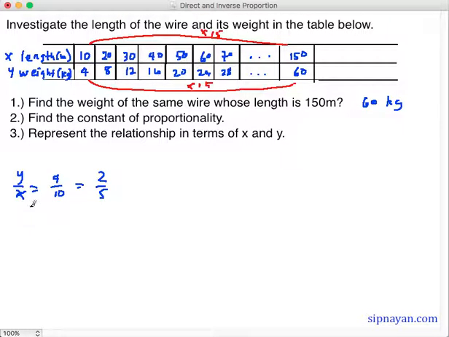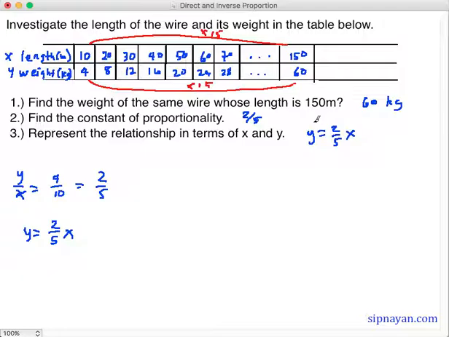Okay. Meaning, if we multiply both sides by x, then y equals 2/5 x. Ang 2/5 yung ating constant of proportionality. And then, yung ating relationship is y equals 2/5 x. Of course, pwede pa rin y over x equals 2/5, but still, gusto natin maging equation siya na similar to a linear equation. Okay? So, this is one way of solving the problem.